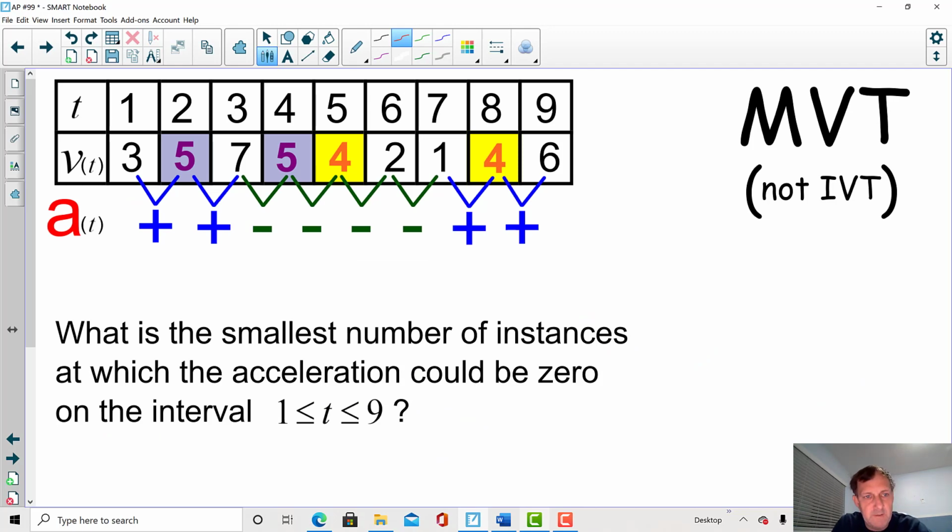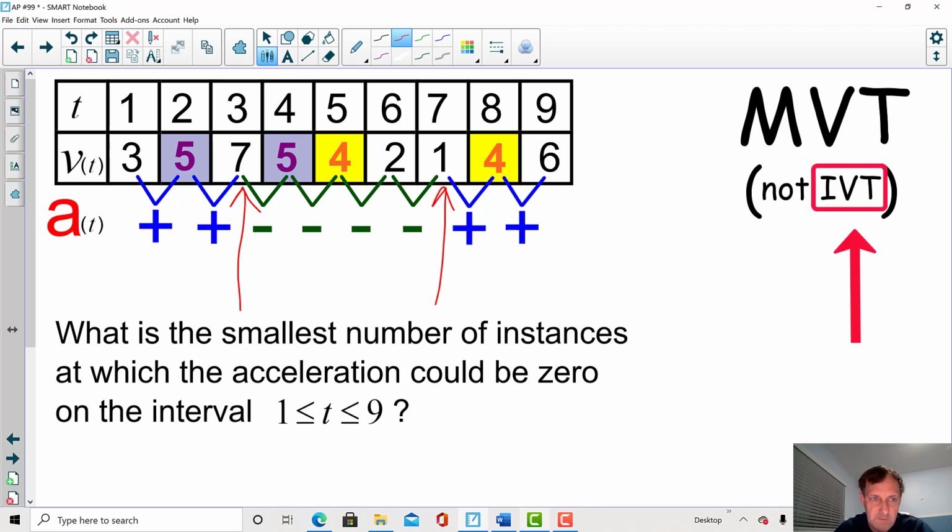All right, this is our second example here, and it's actually our last one. We have a table of elements that gives us the velocity at different moments in time. Then it says, what is the smallest number of instances at which the acceleration could be 0 on this interval, so the interval from 1 to 9. Now there are a couple of ways that you could look at it. You can see that the velocity is increasing until this point right here, and then the velocity decreases until you get to this point right here, and then the velocity starts increasing again.